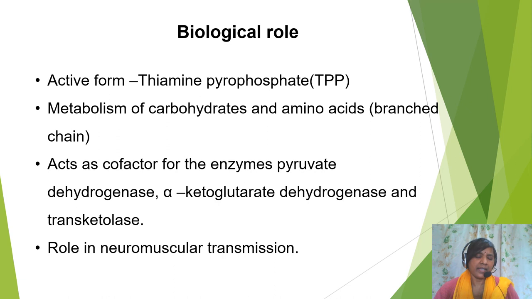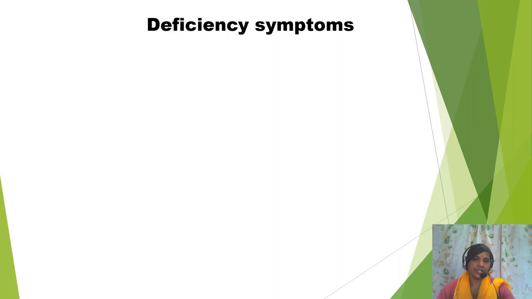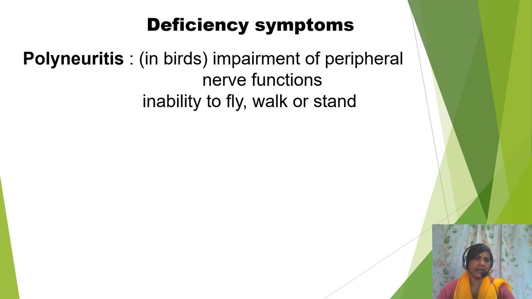So after knowing the biological role, now let us learn about the deficiency symptoms of vitamin B1 or thiamine. The deficiency of vitamin B1 is observed as polyneuritis in case of birds, where the peripheral nerve functions will be impaired, and this leads to the inability of the birds to fly or walk or even to stand. So, neurological disorders.